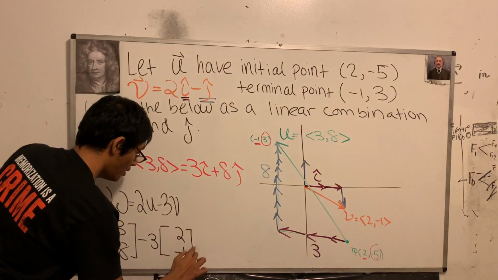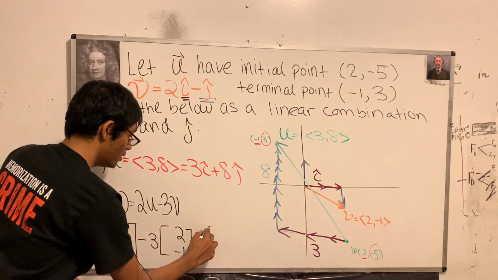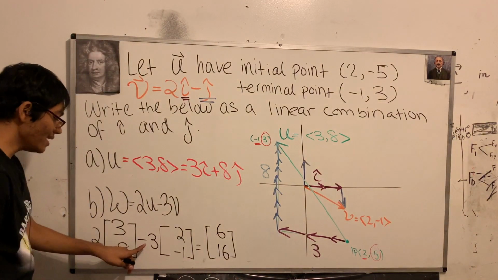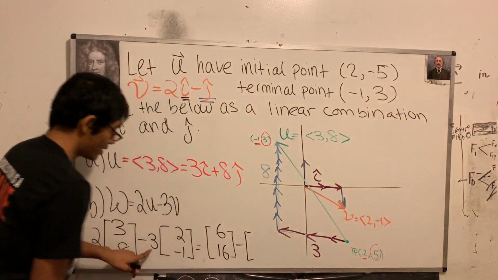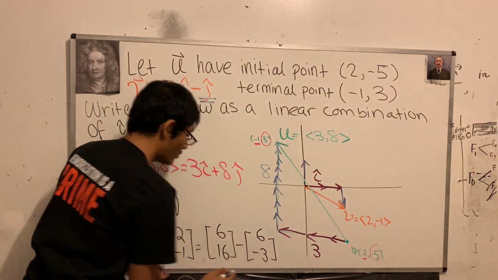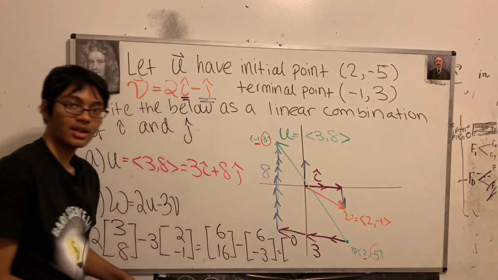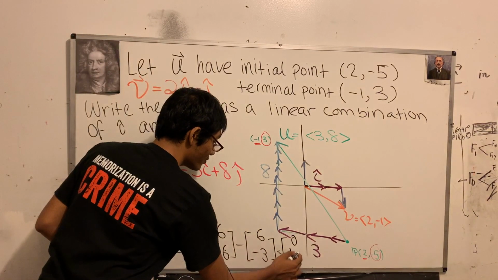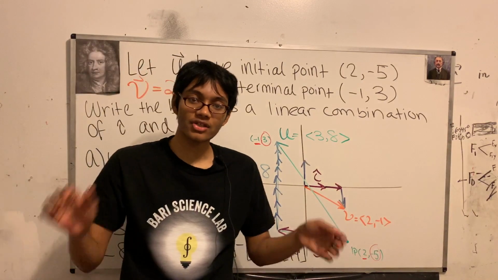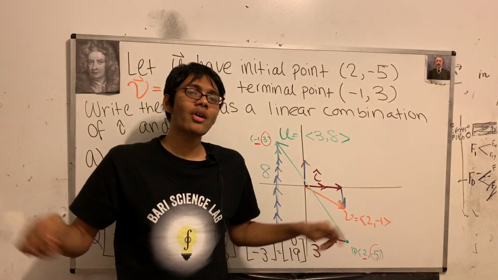So I find that 2 of this vector is going to be 2 times 3, which is 6, and 2 times 8, which is 16, minus 3 times 2, which is 6, and 3 times negative 1, which is negative 3. And now you just subtract them, right? What's 6 minus 6? Well, 6 minus 6, we hopefully all know is 0, and 16 minus negative 3 is positive 19. And that, ladies and gentlemen, is it for this lecture of vector calculus, and that's how you use linear combinations. We'll check you out next time.